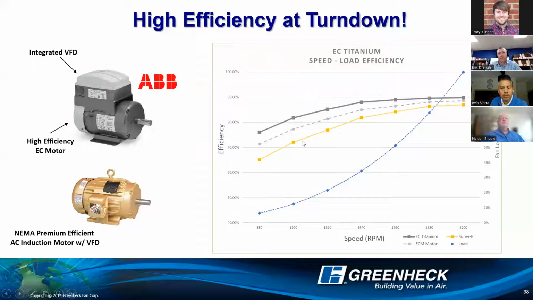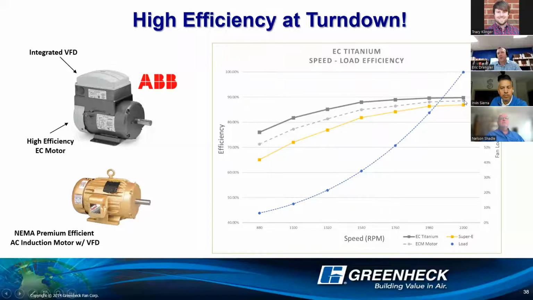So if you look at this graph here, the gold line represents the Bell Super E. This is an IE3 premium efficient NEMA induction motor at turn down. You can see as you turn it down from 100% load, the efficiency starts to fall. The gray dotted line here you see is one of the external rotor motors that you see in fan array applications, and then the gray line is this EC titanium motor. So you can see not only is it more efficient at full load, which you see here, but as you turn it down, you can see that delta separates even more.